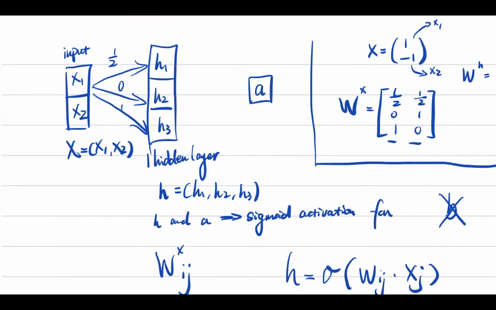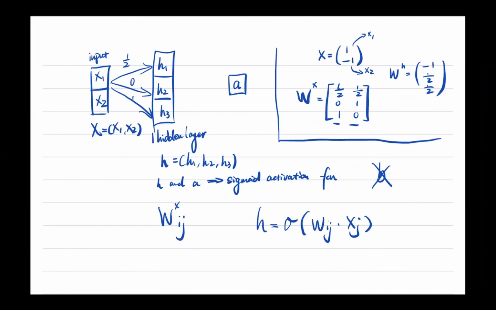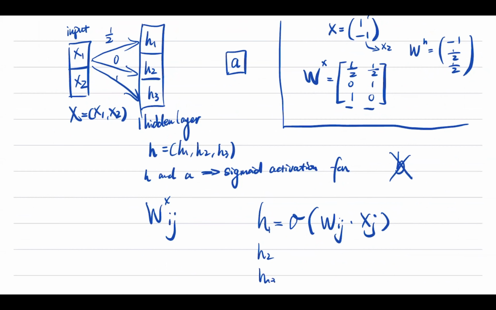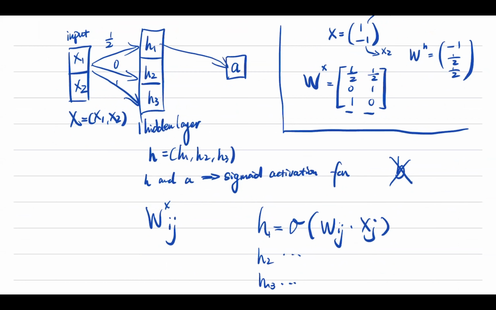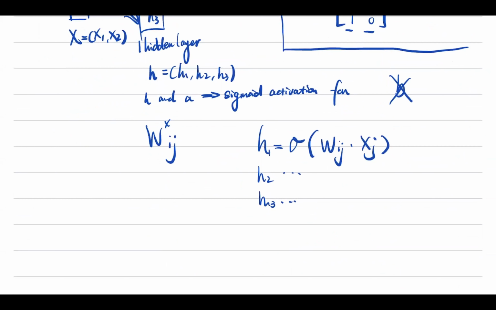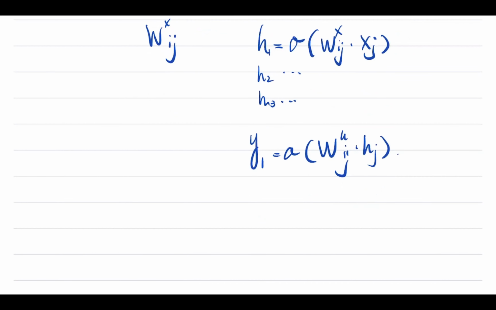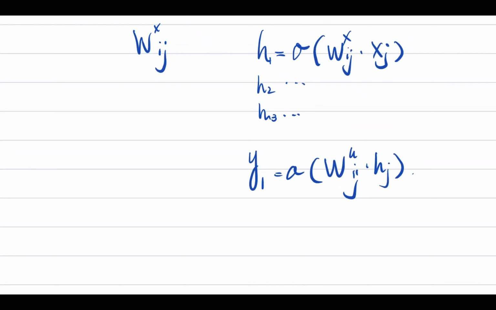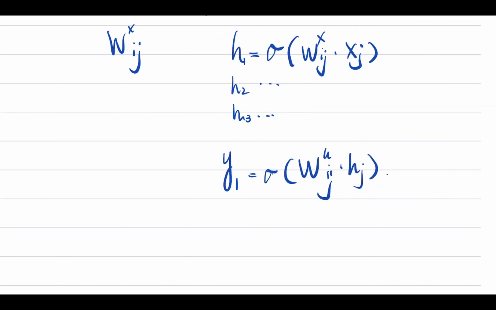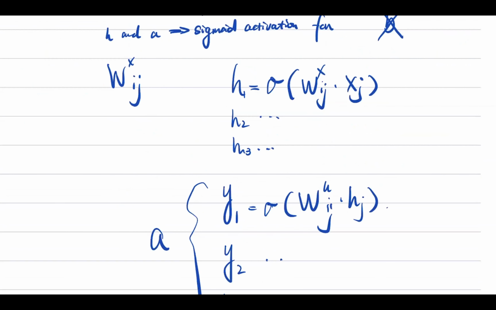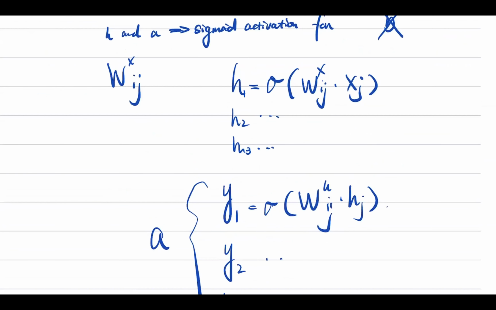In the second part of the question, it asks what is the element of A? Essentially you need to calculate H1, H2, and H3. You substitute this Xj into H1 and then Y1 equals sigmoid of WH times Hj, without the B parameter. Usually we include it, but in this case we don't. And this is not A, this is sigmoid. We do it three times, Y1, Y2, Y3, and sum them together to get A.